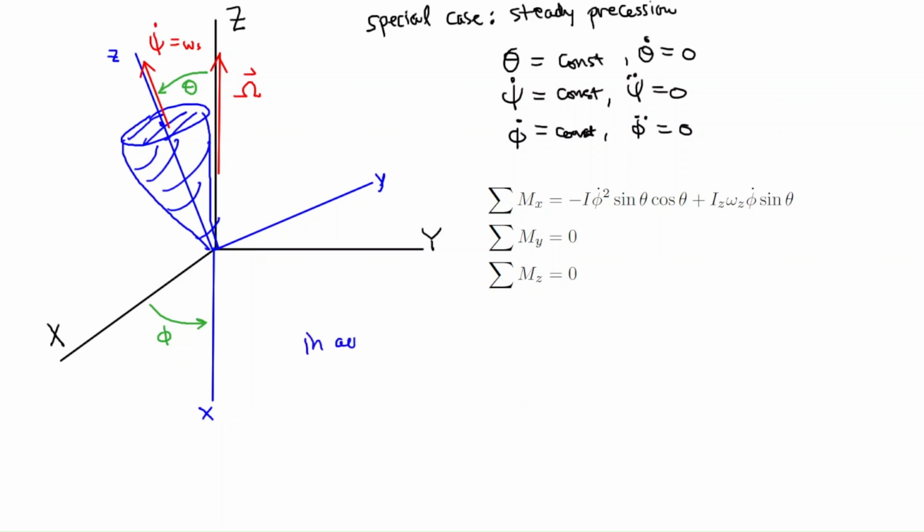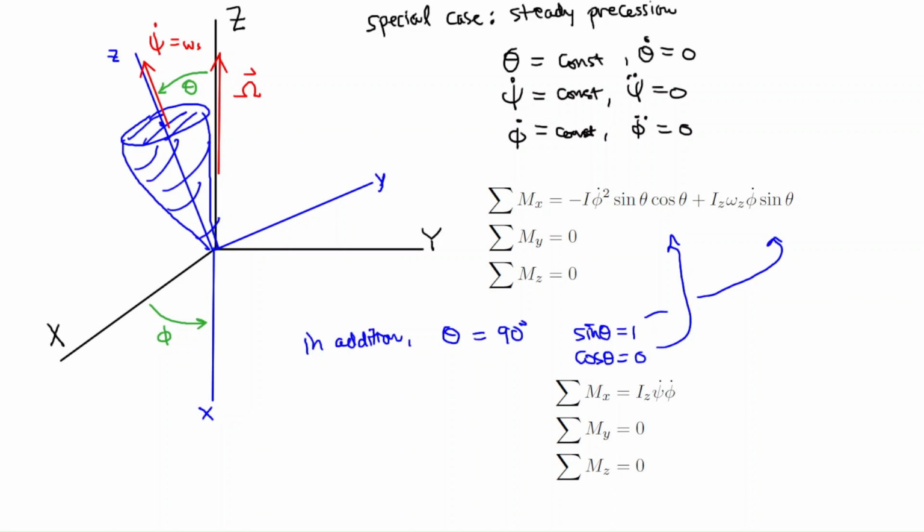So in addition, what if the nutation angle is equal to 90 degrees? Well, in that case, we have sine theta equaling 1, cosine theta equaling 0. So that kills off our entire first term there. Then if you go back and take a look at our definition for omega sub z previously, we get a very, very simple case of steady precession.